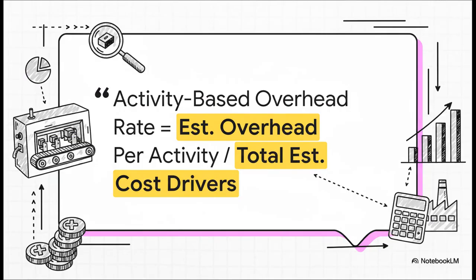Now, that calculation in step 3 is absolutely crucial. This formula is how you establish a precise, granular rate for how much overhead is consumed per unit of a cost driver. So, for the first time, you can answer questions like, what is the exact cost of performing one quality inspection? Or how much does a single machine setup actually cost us? It provides a level of detail that was simply impossible before.